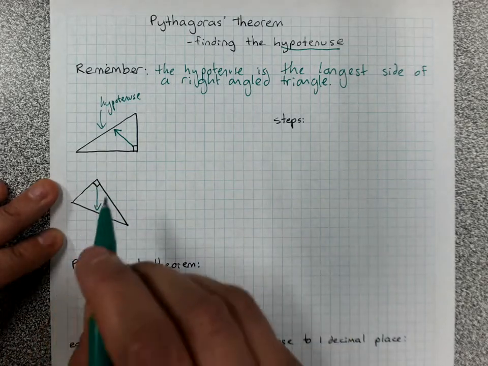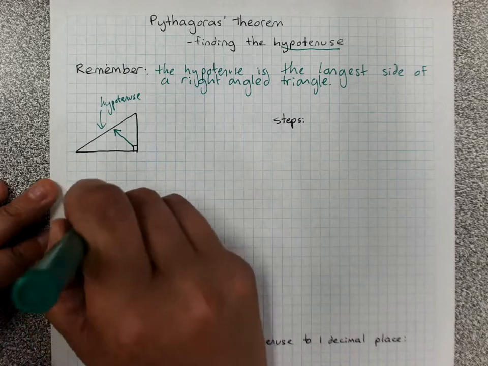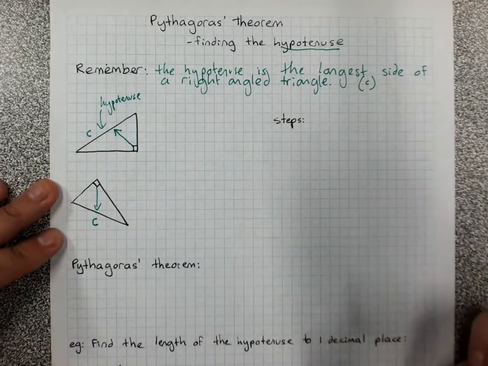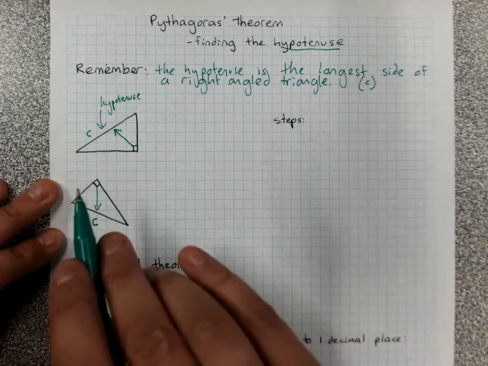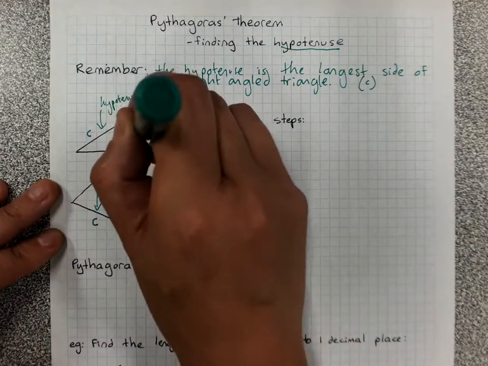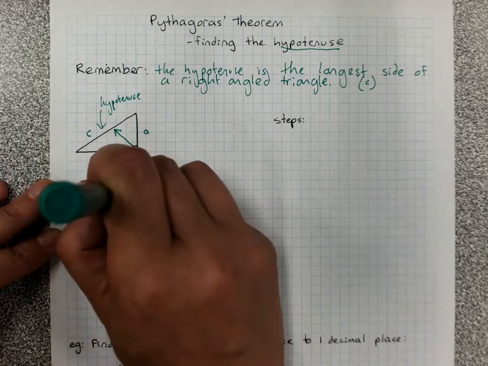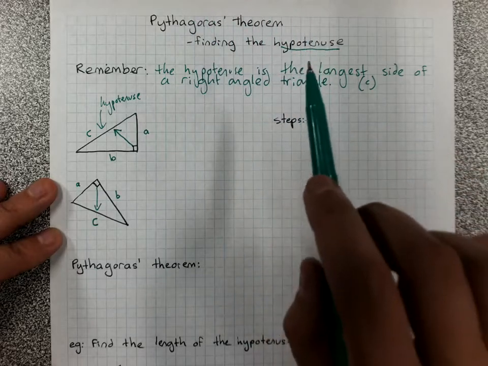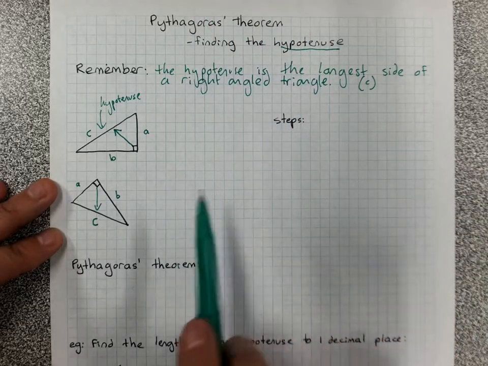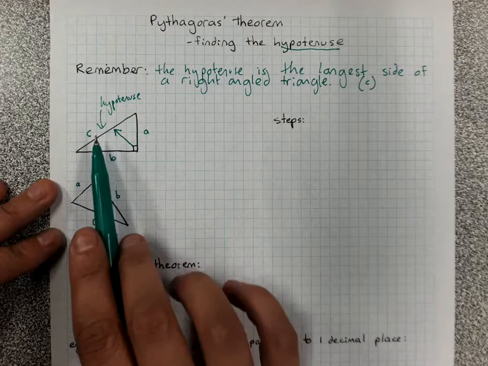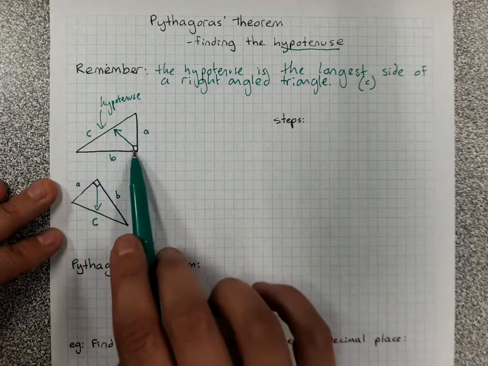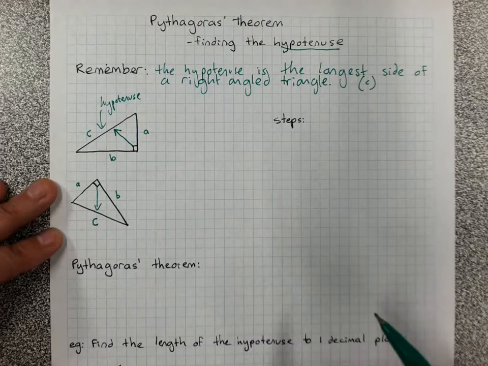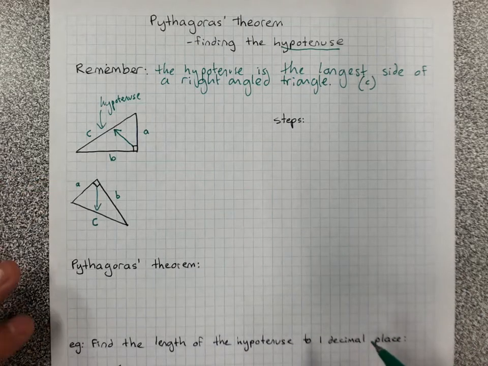Now the hypotenuse in Pythagoras' theorem gets labelled C. The other two short sides get labelled A and B, and it doesn't matter which one's A and which one's B. Sometimes other letters might get used, but when we write Pythagoras' theorem, it's got an A, a B, and a C. The A and the B are the short sides, and the C is the hypotenuse, opposite the right angle. And Pythagoras' theorem only works for right-angled triangles.